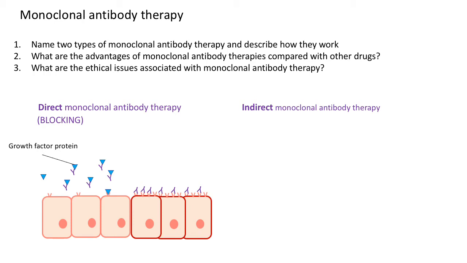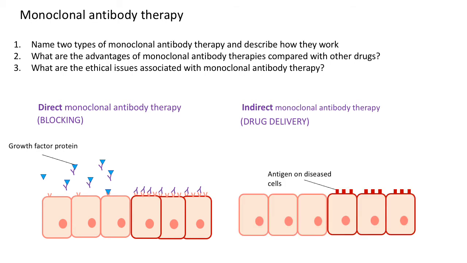Indirect, and you should think of this as drug delivery. So let's look at an example. We have some cells, and the 3 cells on the right are diseased cells, and they will have a specific antigen.